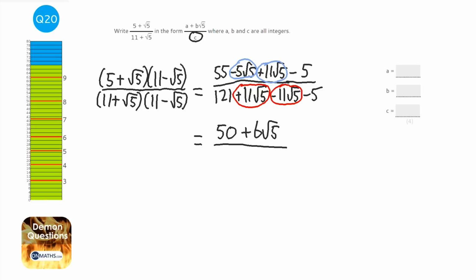Okay, now let's go through the bottom. Well, the two middle ones have cancelled each other out, so it's 121 take away 5, which is going to be 116.